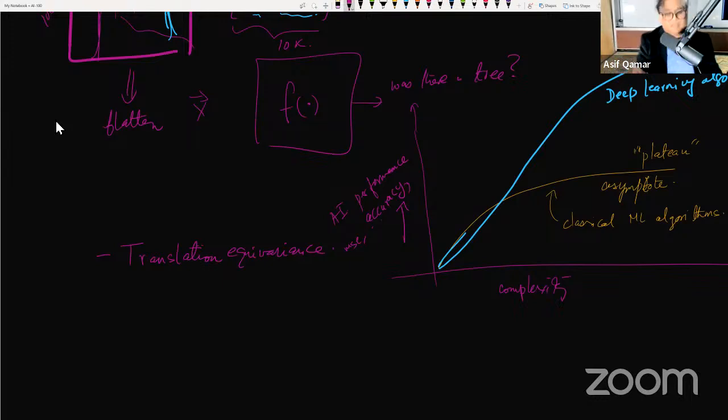Then you also have something else: things have locality, local structure. Right? Local.